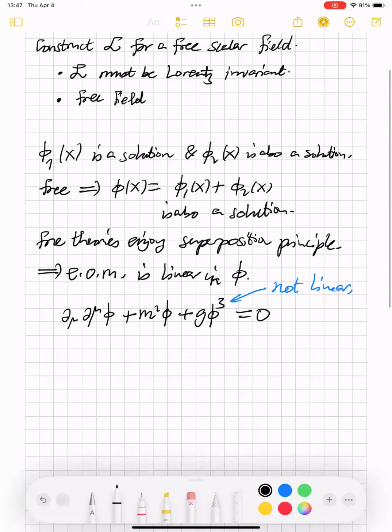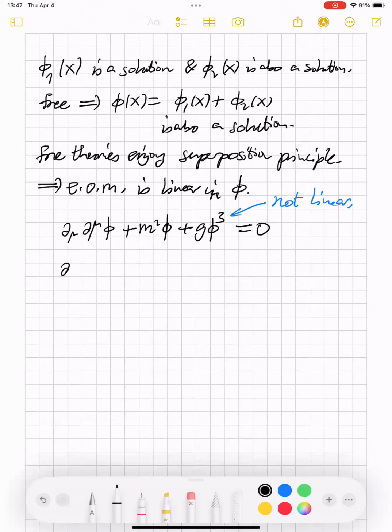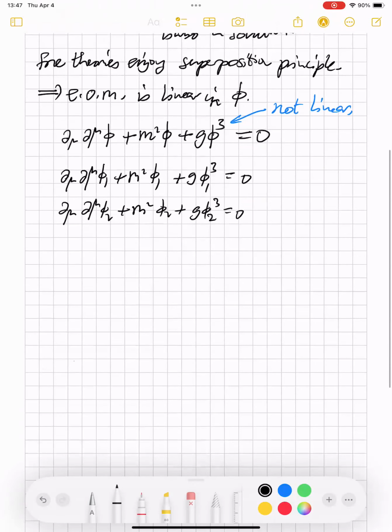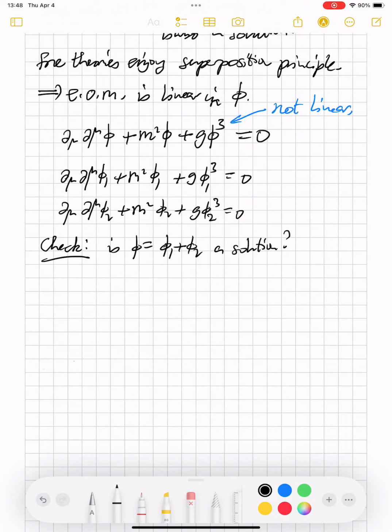Good. So imagine we've got a first solution. We have found a phi 1 that obeys this equation. And then we've got a second solution. We found a phi 2 that obeys this equation. And now what we want to check: does phi 1 plus phi 2 obey the equation? Is phi equal to phi 1 plus phi 2 a solution? Well, let's check it. Let's plug in phi 1 plus phi 2.